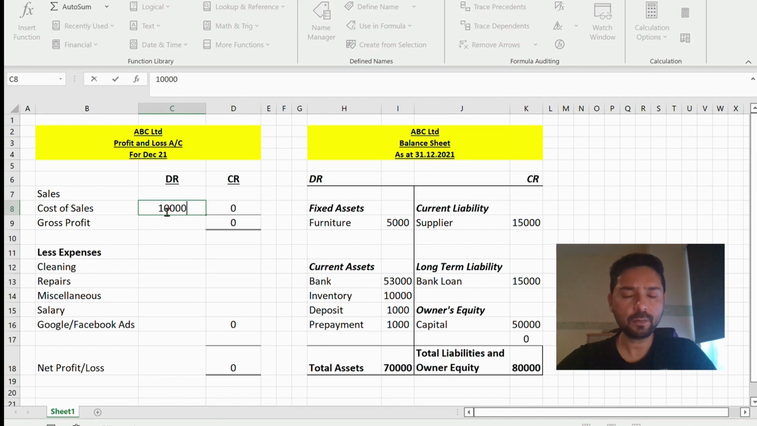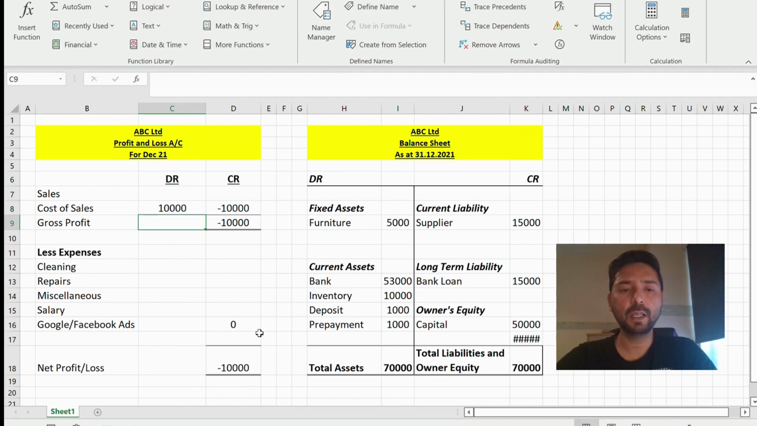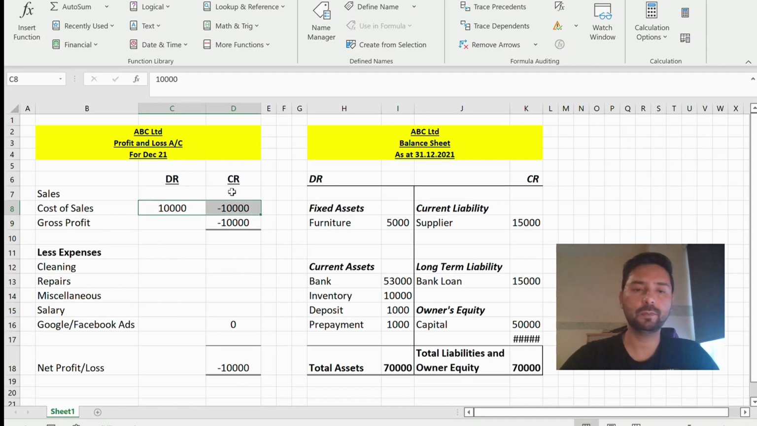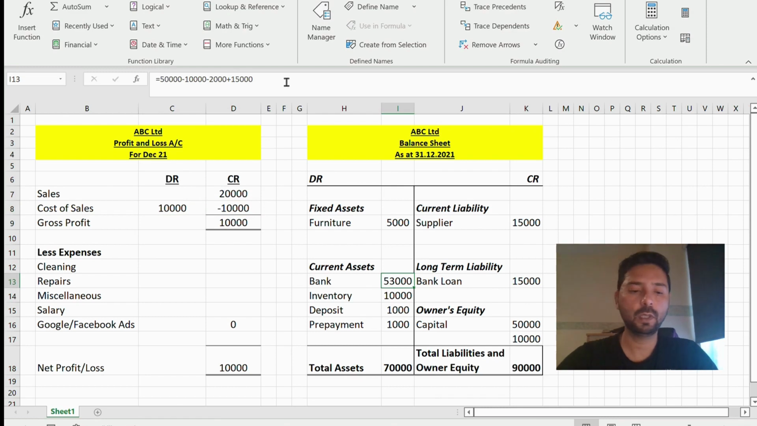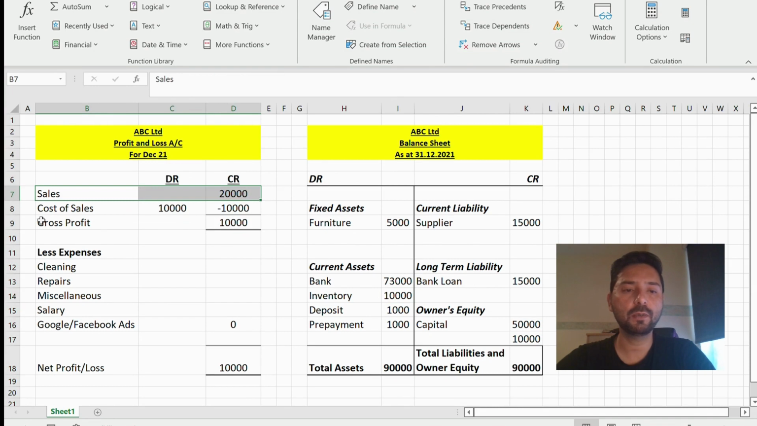Okay, and let's say this 10,000 worth of inventory that we sold, we sold it for 20,000 euros, right? Since we sold it for 20,000, that came into our bank. So let's increase our bank as well. Okay, so we sold items for 20,000, we bought them for 10,000, and that's our gross profit.